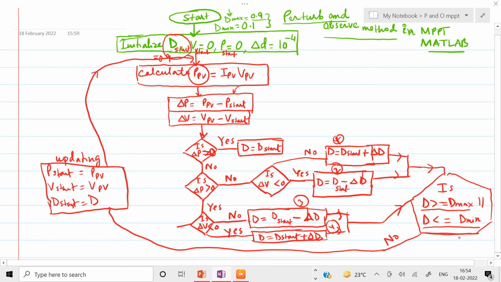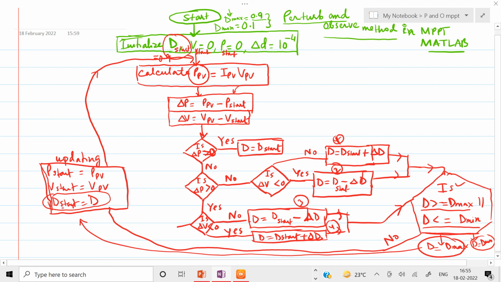And if this condition is not met, if D is greater than D max, then D is set to D max, and if it is less than D min, then D is set to D min, isn't it? So after this step, back here, D start will be equal to D max or D min according to the violation of this condition.